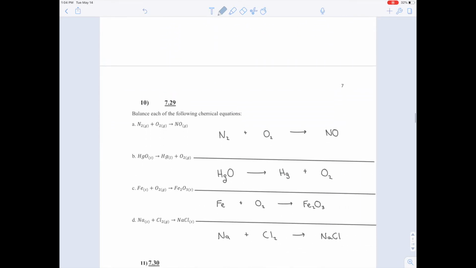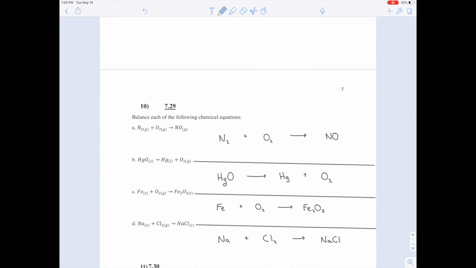The other concept here is that in chemistry, we're playing with our Lego set, which is represented by the periodic table, and all we're doing is taking Legos apart and putting them back together in different ways. We're not creating Legos, and we're not destroying Legos. So however many Legos we start with, we have to have the same number when we stop.